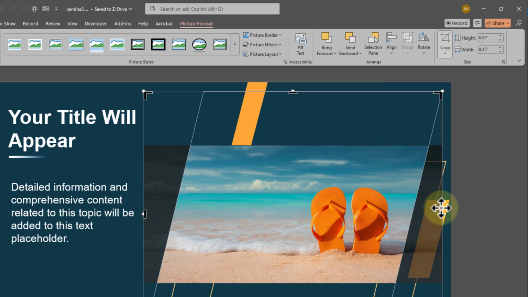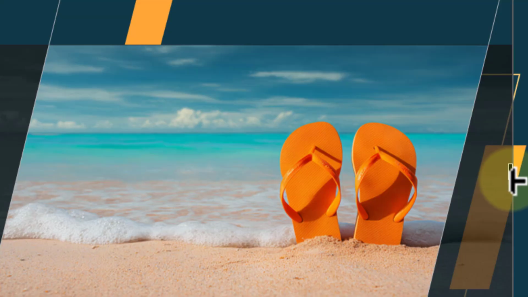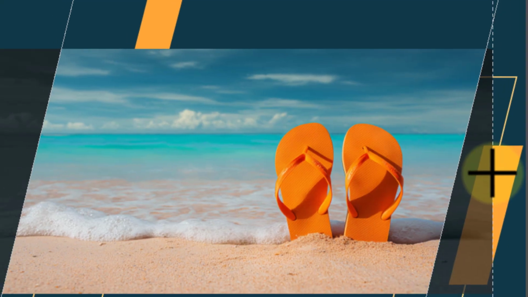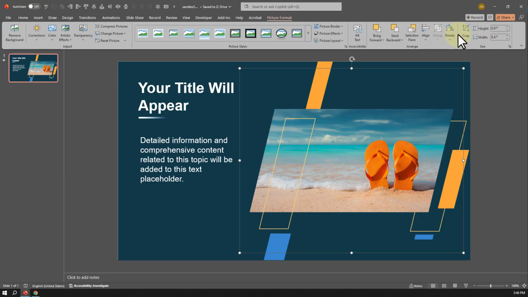Go back up to crop and try to take this in a little bit so it's not so squashed. And take the edges in. You have to be kind of careful here because you could select the actual crop marker here instead of the picture. So just keep that in mind. And that's ready to go.